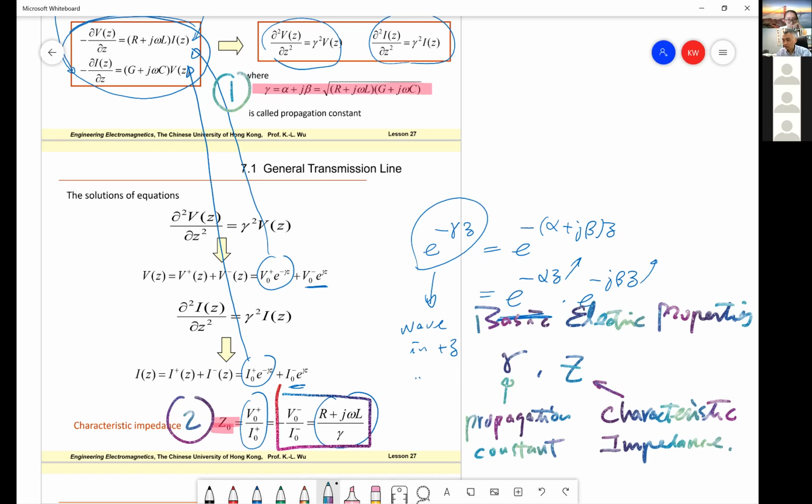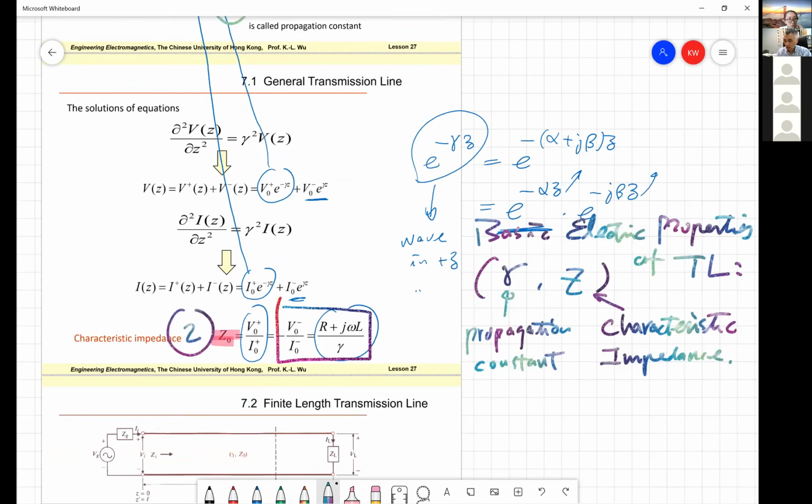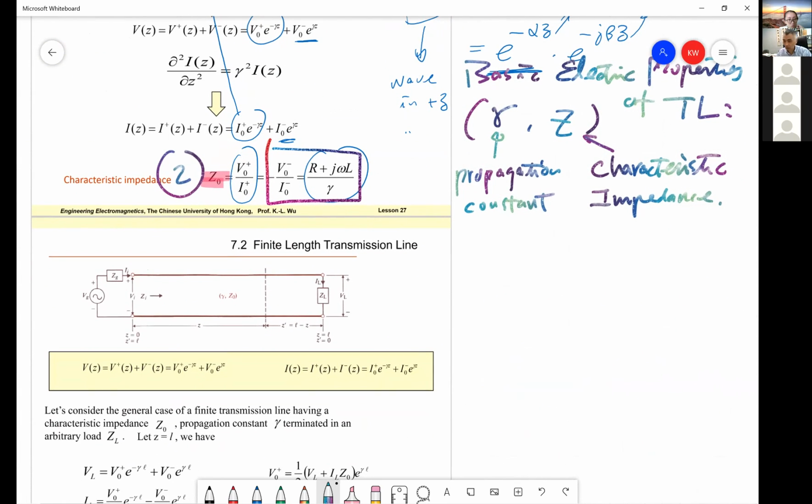Okay, of transmission line. We only have these two. Okay, we only have these two. And these two all depend on the basic property of the circuit model: R, L, C, and G, right? And those are capacitor, inductance, resistance, and conductance per unit length. All right. Now we are ready to apply the basic property for communication system.